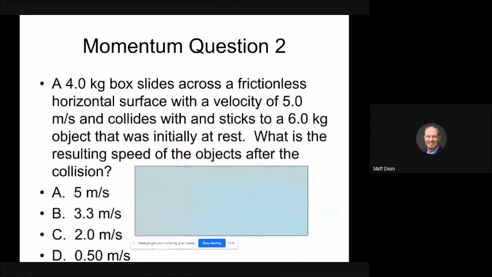All right, here's question 2. Take just a minute and try this one out on your own as well.